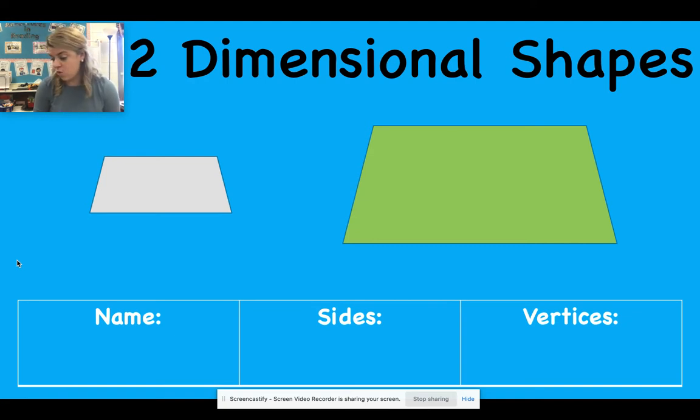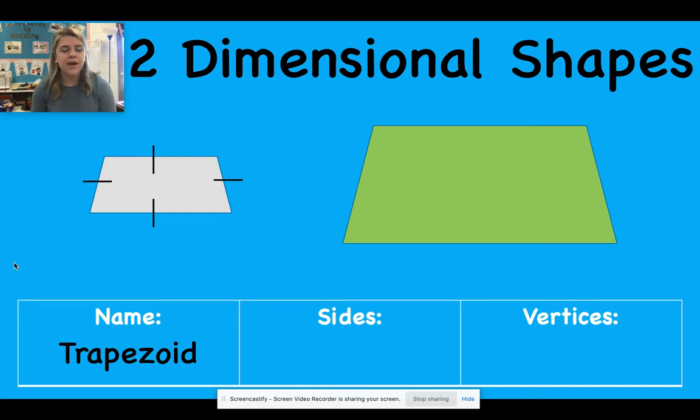Does anybody know what this one is called? This is a trapezoid. Say that with Miss Gates. Trapezoid. All right, a trapezoid has how many sides? Let's think about it. 1, 2, 3, 4. A trapezoid has 4 sides.